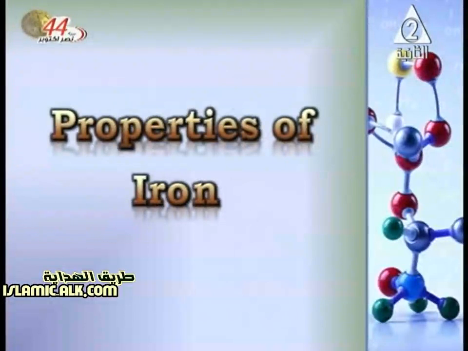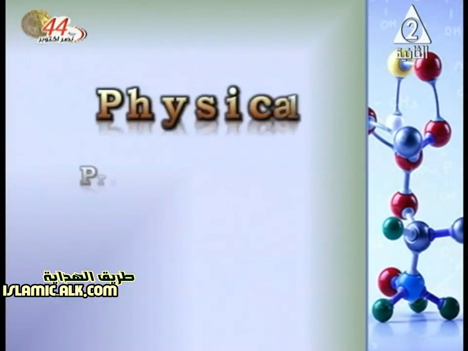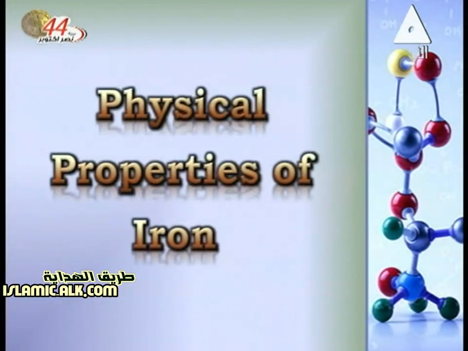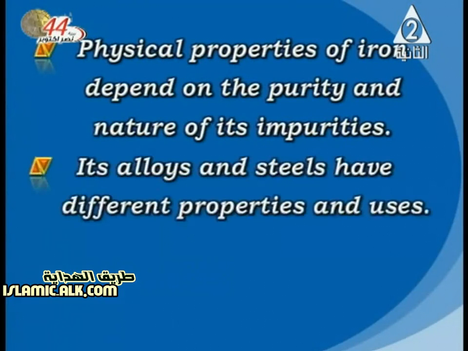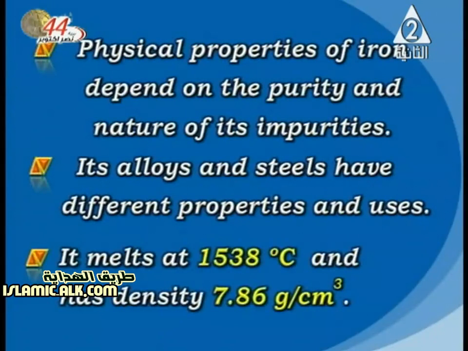My dear students, we are going to discuss the properties of iron. First, we are going to discuss the physical properties of iron. The physical properties of iron depend on the purity and the nature of its impurities, and its alloys and steel have different properties and uses. Iron melts at 1538 degrees Celsius and has density 7.86 gram per cubic centimeter.